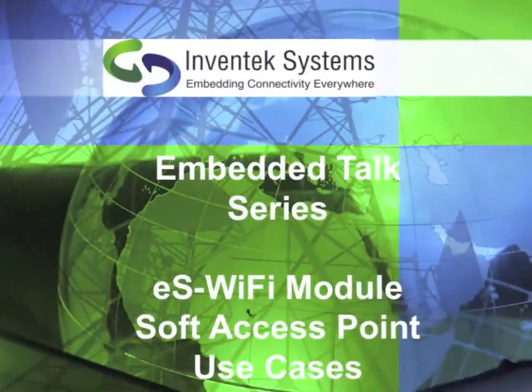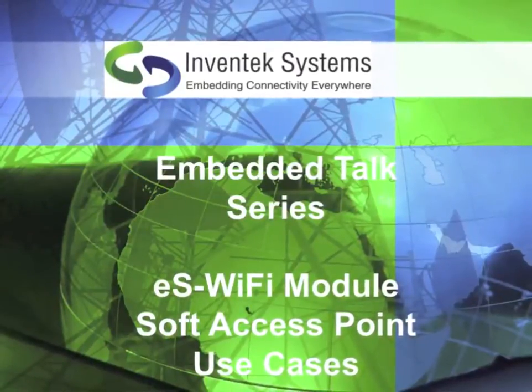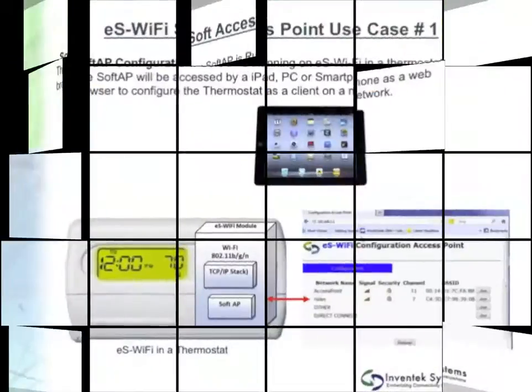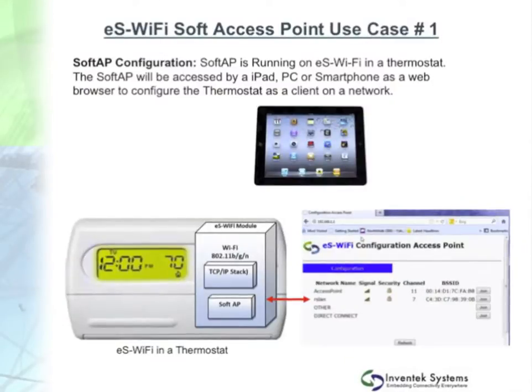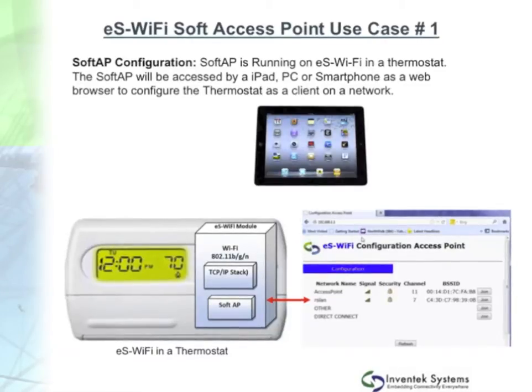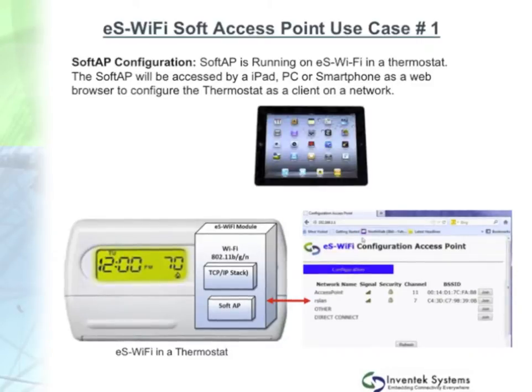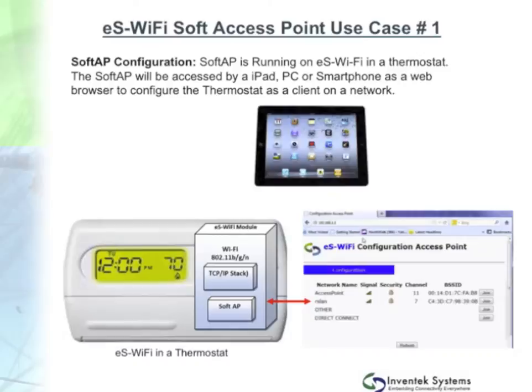What follows is a discussion on example use cases of the eS-WiFi soft access point. Use case number 1, soft access point configuration. In use case number 1, you have an eS-WiFi module that is in a thermostat. The eS-WiFi module is running a soft access point that will be accessed by an iPad, a PC, or a smartphone web browser to configure the thermostat as a client onto a network. When the thermostat that has the eS-WiFi module embedded in it is powered on for the first time, the eS-WiFi module will come up with a soft access point loaded and running.